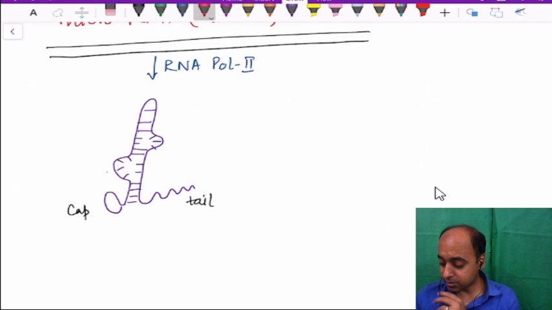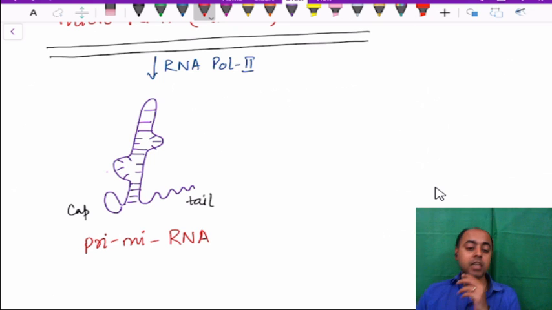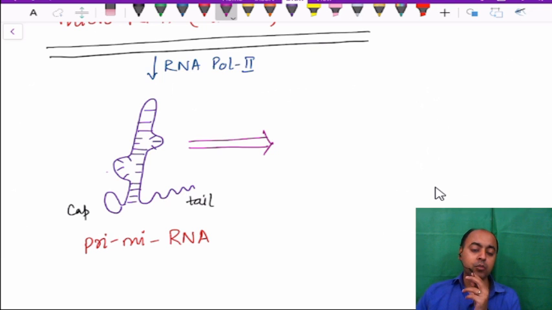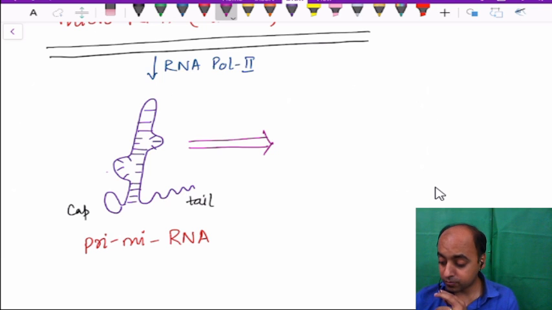This structure which has been synthesized is known as primary microRNA. In short, it is the PriMiRNA. The primary microRNA is acted upon by two enzymes.